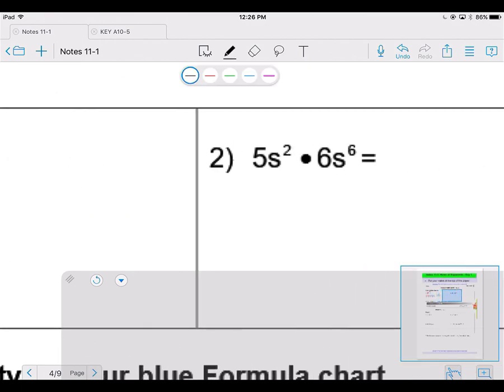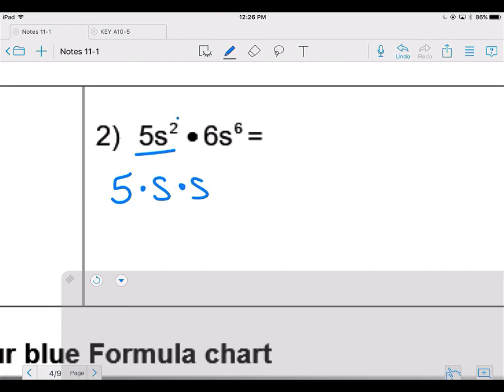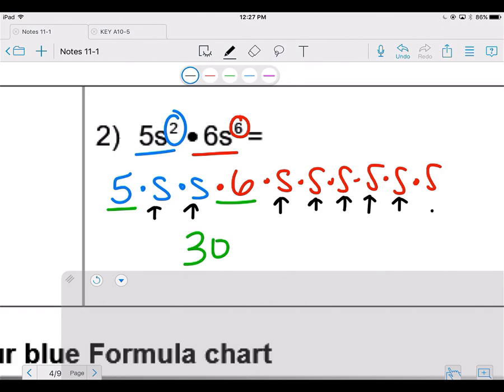Let's look at another one. Problem 2, we have 5s squared. So 5 times s times s. So it's s times itself 2 times. And we're multiplying it by s times itself 6 times. So 1, 2, 3, 4, 5, 6. To simplify this, we have 5 times 6, which is 30.